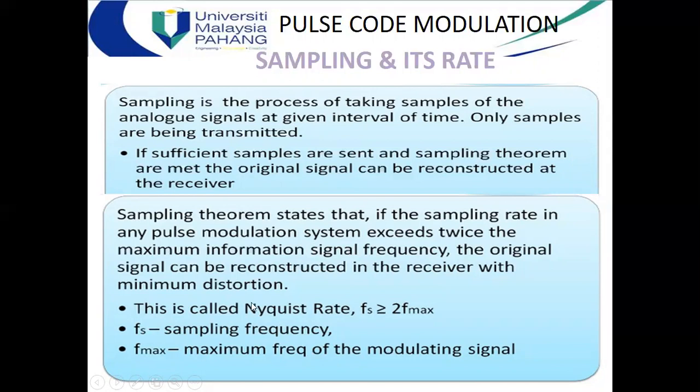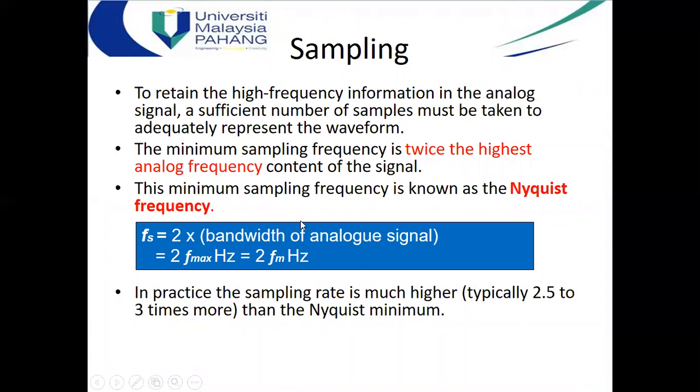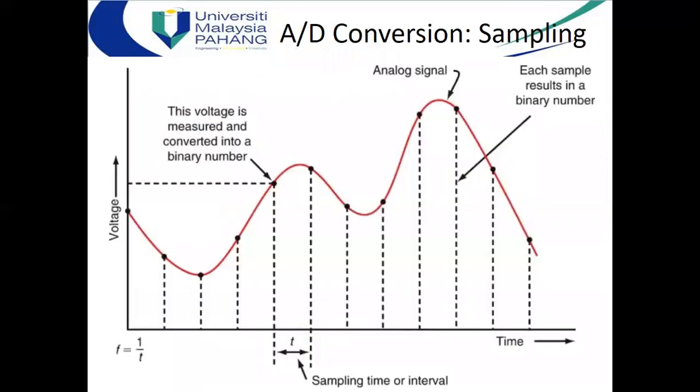In terms of the Nyquist rate, fs, the sampling frequency, must be greater than or equal to 2fm, where fm is the information signal frequency, meaning the maximum frequency involved in the signal. So the minimum sampling frequency will be twice the highest analog frequency, 2 fmax or 2fm. But usually in practice, 2.5 times or 3 times the Nyquist minimum rate is used. Now let us see sampling.